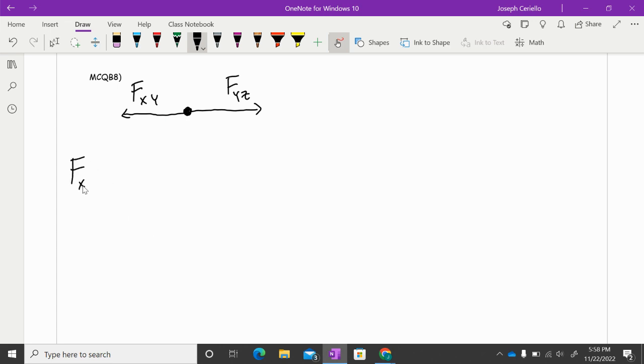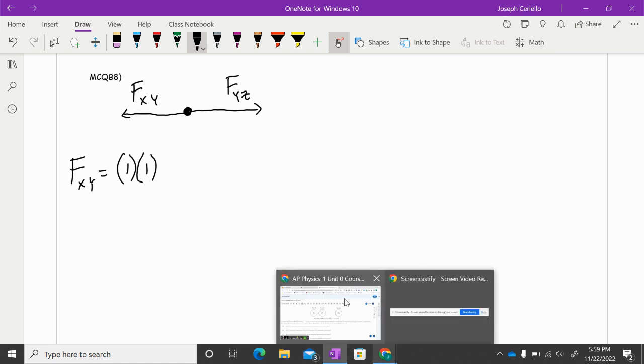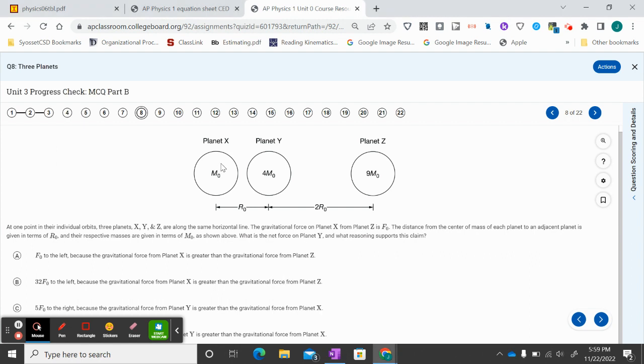So let's start by writing F_XY equals, and we're going to use factor of change here, so G m1 m2 over r squared. G doesn't change, so we put in a 1. And we'll call Y mass 1. That's not changing either. So what we have to think about now is that we're comparing constantly to the force between X and Z. So the force between X and Z has masses of m naught and 9 m naught.